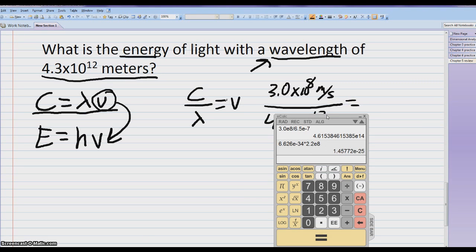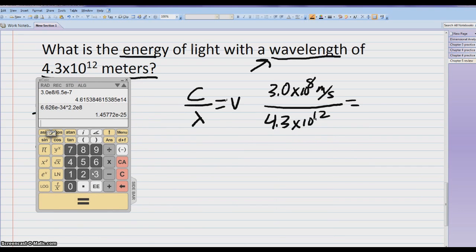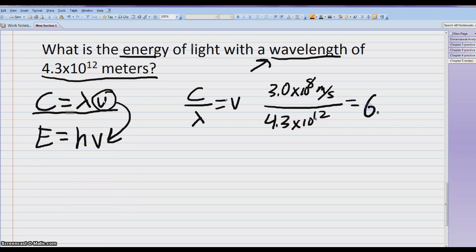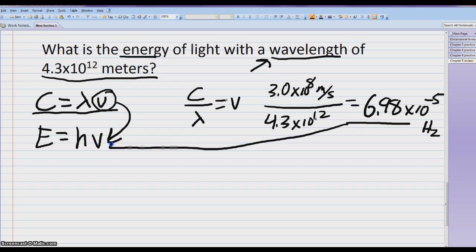So calculator out. We've got 3.0 times 10 to the 8th divided by 4.3 times 10 to the 12th. And that ends up equaling 6.98 times 10 to the negative 5th. Okay, and that would be in hertz. That's our unit. So we take that hertz that we just found, that frequency we just found, and we plug it now into our second equation so we can find energy.